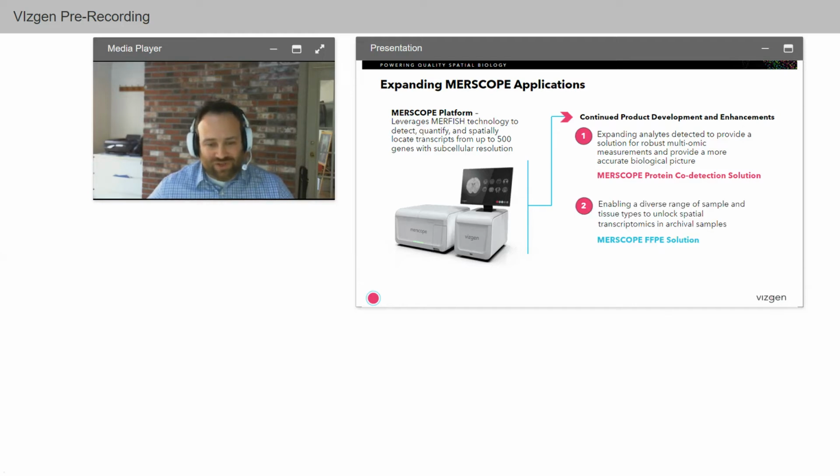The second major area we wanted to move into was enabling a diverse range of samples and unlocking those archival samples, especially FFPE tissue samples. We know that FFPE is a very common tissue preservation technique, and so that moved us towards developing the MERSCOPE FFPE solution. So now in these next few slides, I'll go through the MERSCOPE protein co-detection solution, followed by applications, and then jump into the MERSCOPE FFPE solution.